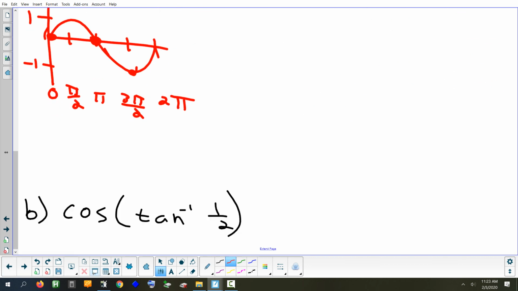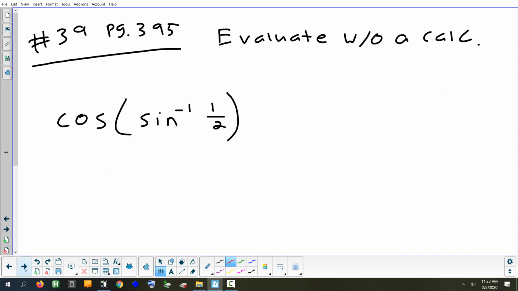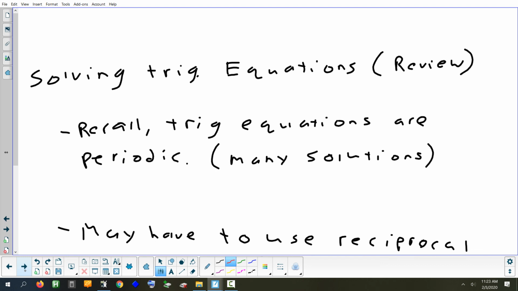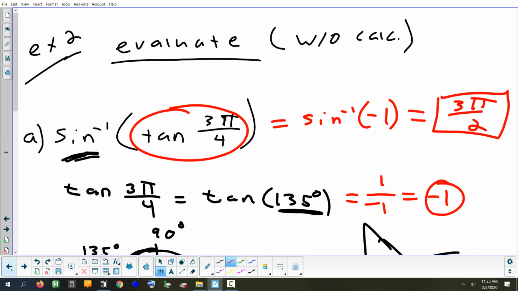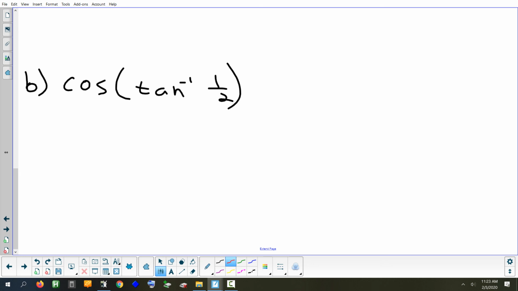Okay, let's try one more of these, and then I'm probably going to skip that one, and then we'll do the last part, which is very easy on the graphing calculator.